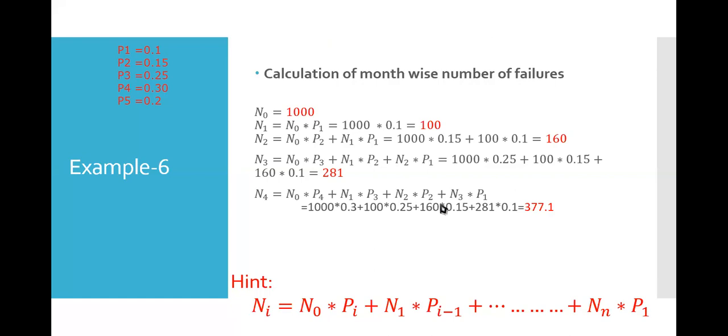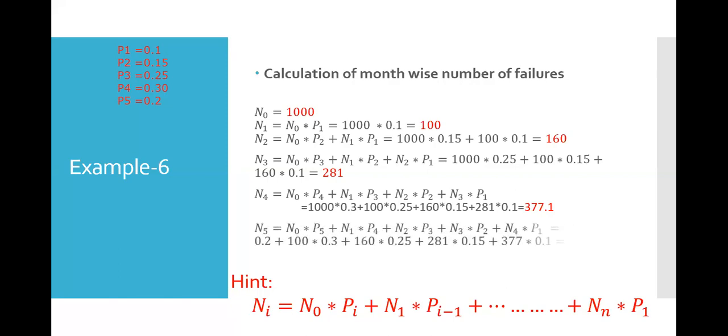N5 is 349.86. Let's see that. Yes, it is 349.85. So far we have calculated N0, N1, N2, N3, N4 and N5. If any one of you has any doubt within this calculation, please share it in the chat box. I will wait for a minute so that the others can be with us. Few minds are still calculating, so we will wait for a minute, then we will move on to the next part of the example.